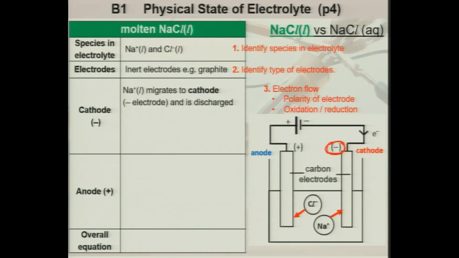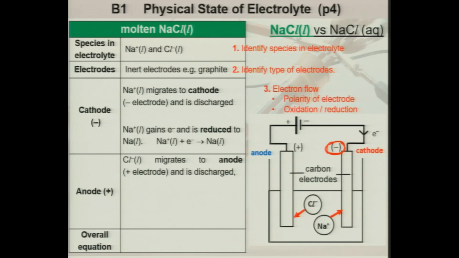So as I said earlier, sodium plus goes to the cathode, undergoes reduction. Chloride goes to the anode and undergoes oxidation. This one you don't really need your data booklet to do, and I can actually write an overall equation for it.